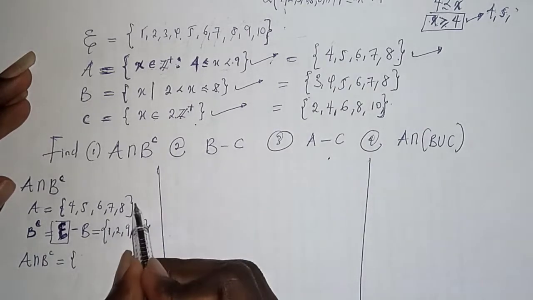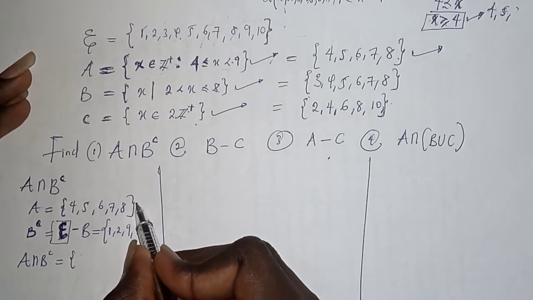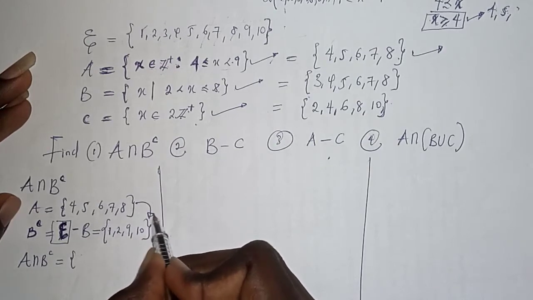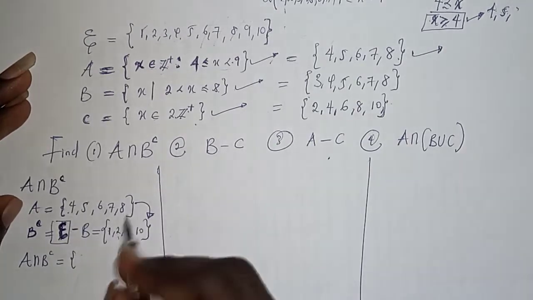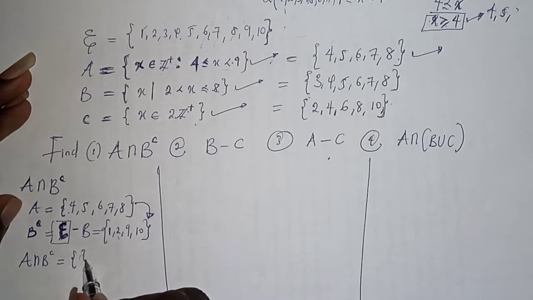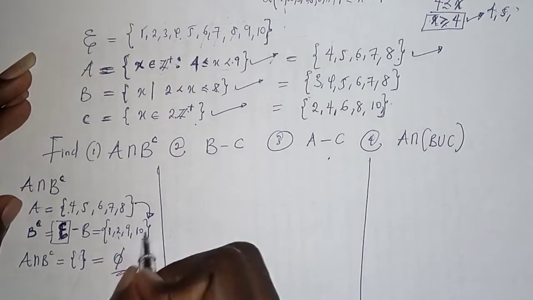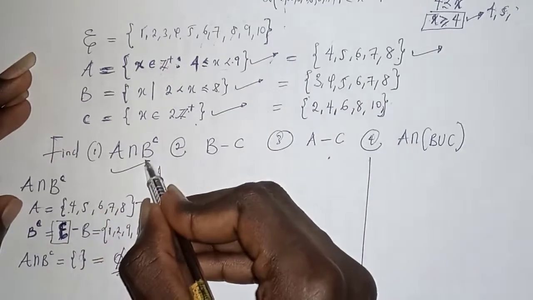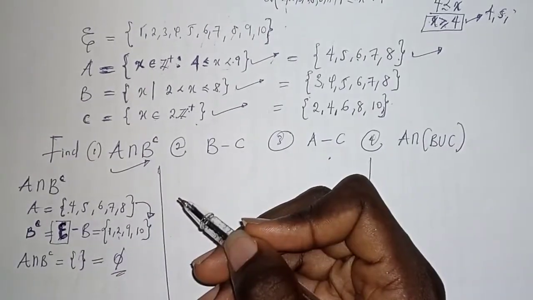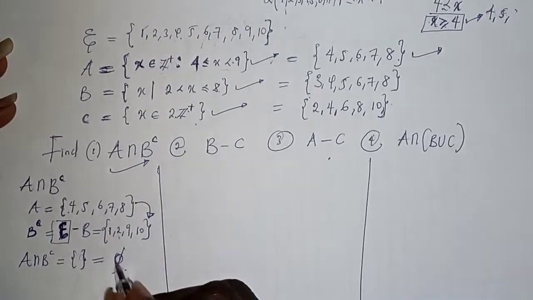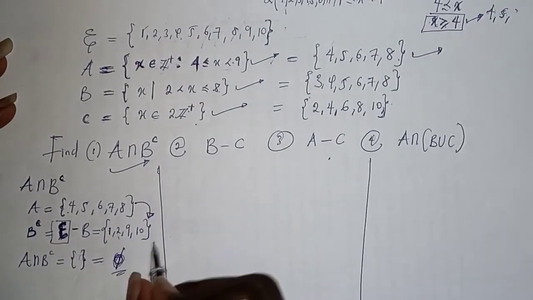Do I have any intersection between this set A and this new B complement? Is there any intersection? No. Then that is an empty set. No intersection. So that's the final answer to this. I hope you've gotten the explanation clearly. So that's how it works.